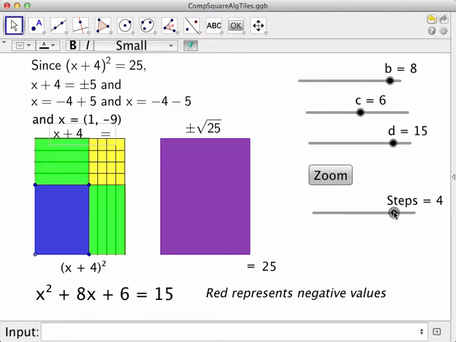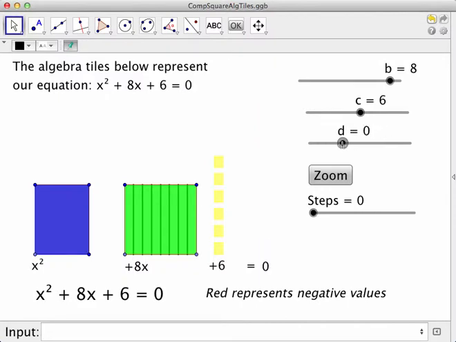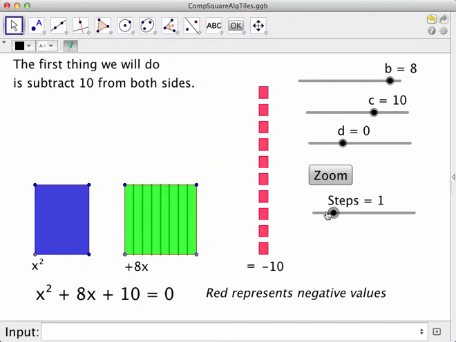Okay, we want to look at a couple of special ideas here. So let's go back and change our equation, and let's look at the equation that we'll see most commonly, which is what happens when the right side is set equal to 0. Well, nothing really changes. The first step again, and let's change some of these other numbers too, let's make it x squared plus 8x plus 10 is equal to 0. So again, the first step is we subtract 10 from both sides, which gives us x squared plus 8x is equal to negative 10.